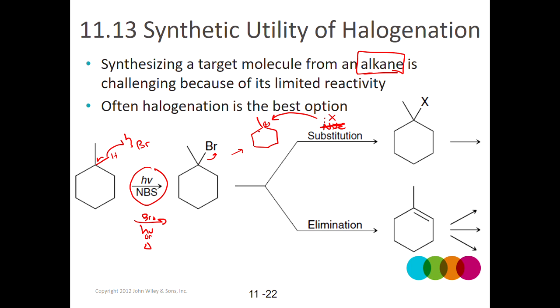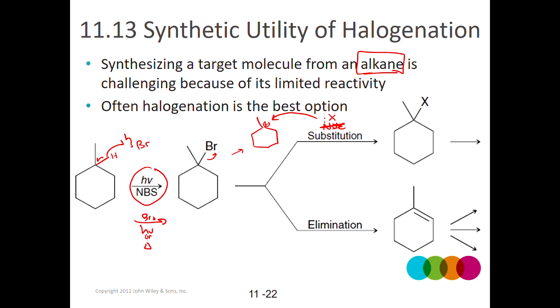So I can't do a substitution on the alkane, but I've got this one special reaction that will actually react with alkanes to put a bromine there, which can then undergo substitution with a variety of different nucleophiles. So I can create some structures that I want potentially this way.